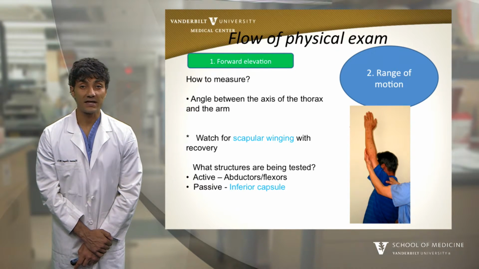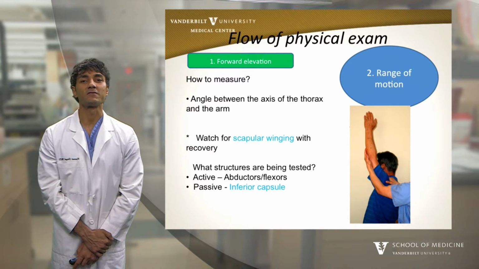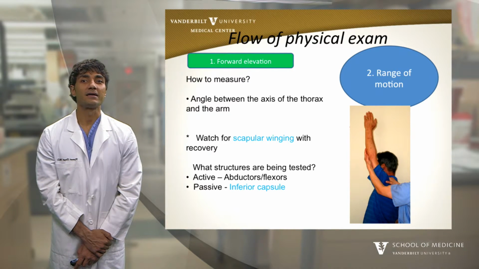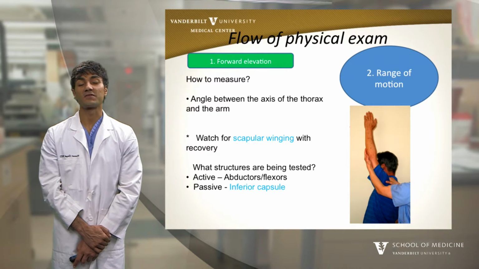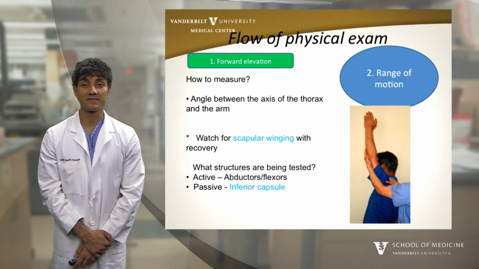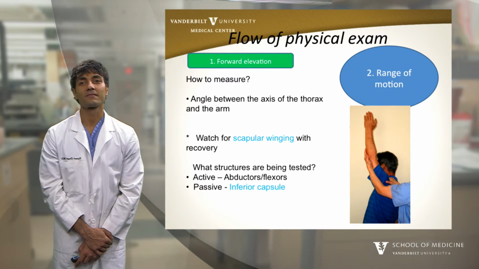What exactly are you testing with forward elevation? You're seeing that their abductors and their forward flexors of their shoulder joint are still intact. In addition to that, if their inferior capsule, again that saran wrap around the glenohumeral joint, is very tight inferiorly, the patient's going to have a hard time with forward elevation.